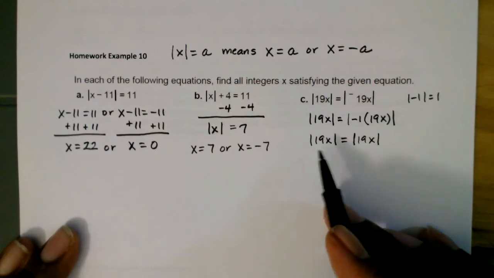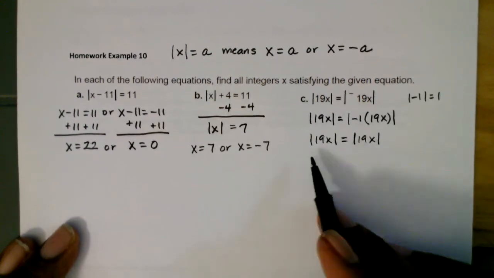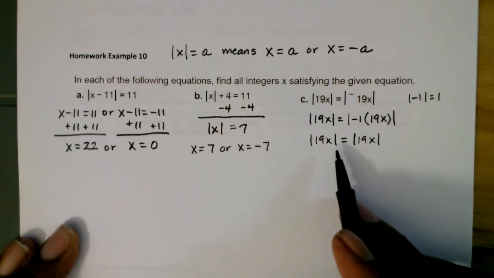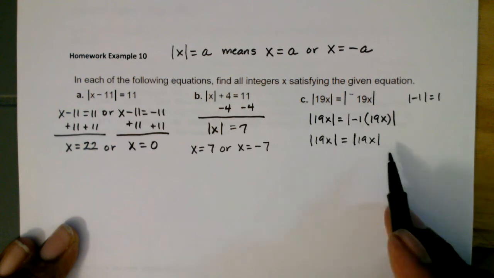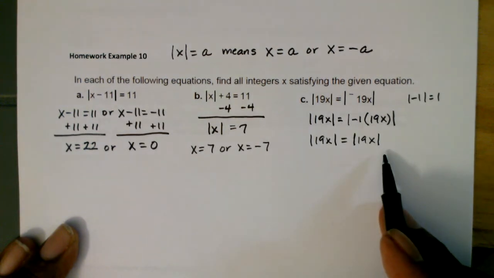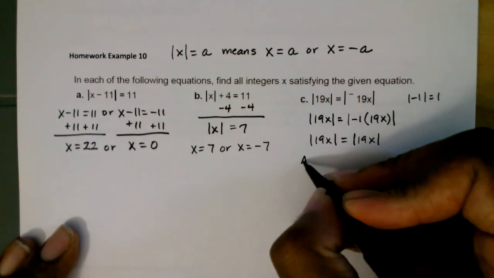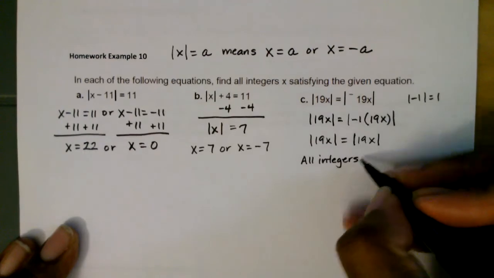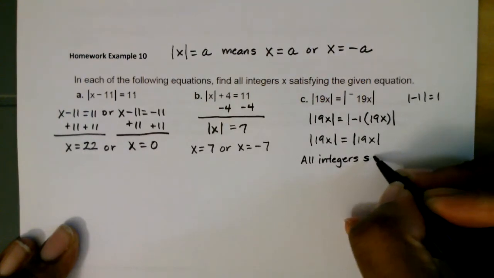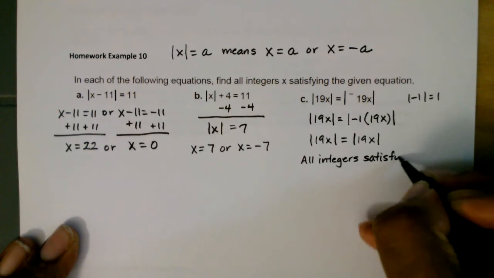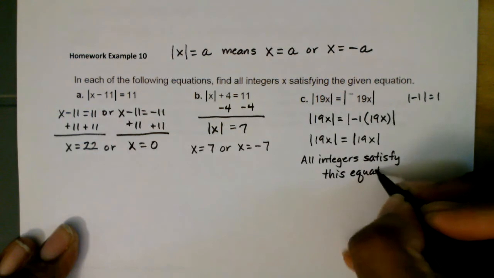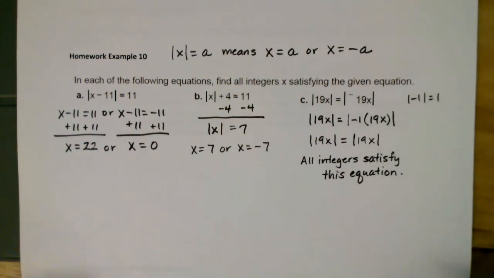And I'll go no further than this because both the left side and the right side of this equation are exactly the same, which means any x value that I assign to it, the left side will always be equal to the right side. So I can say for this one that all integers, positive, negative, and 0, satisfy this equation.